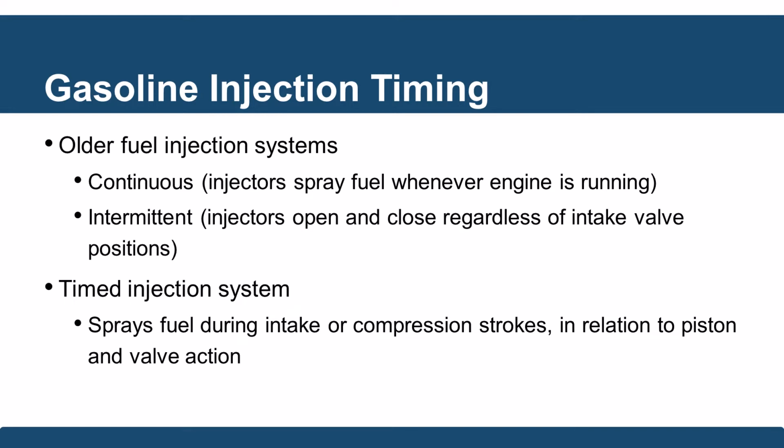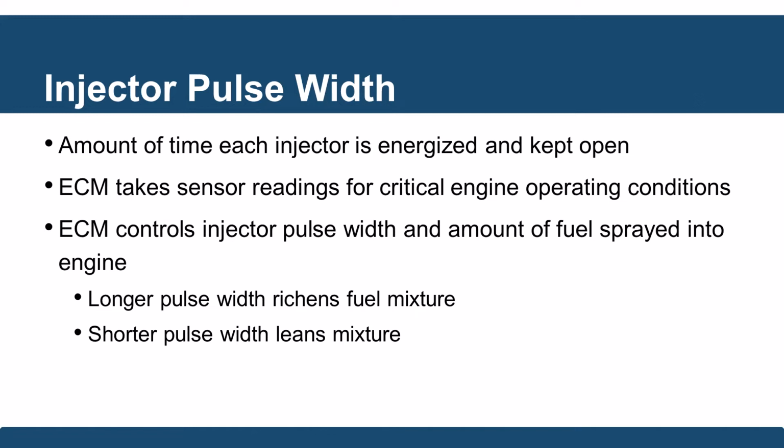Today we use timed injection that sprays fuel during the intake and compression strokes related to the piston and valve action. So the amount of time, or what's called injector pulse width, is the amount of time each injector is actually energized and kept open. The longer it's open, the more fuel that can pass by it to enter. The ECM takes in sensor readings for the critical engine operating conditions, and we'll talk about those sensors. And then the injector is controlled by the ECM based on those sensors, with either a shorter or longer pulse width to either richen or lean that fuel mixture out.